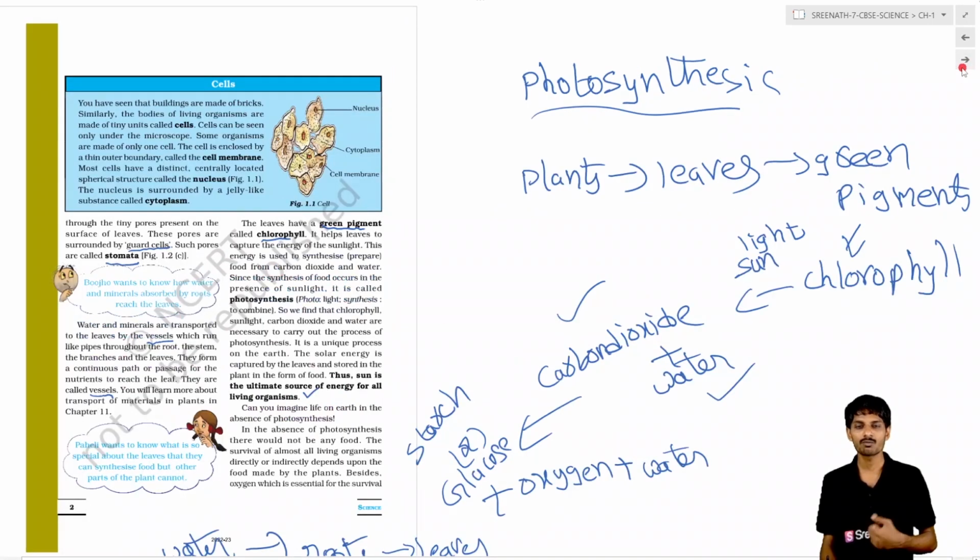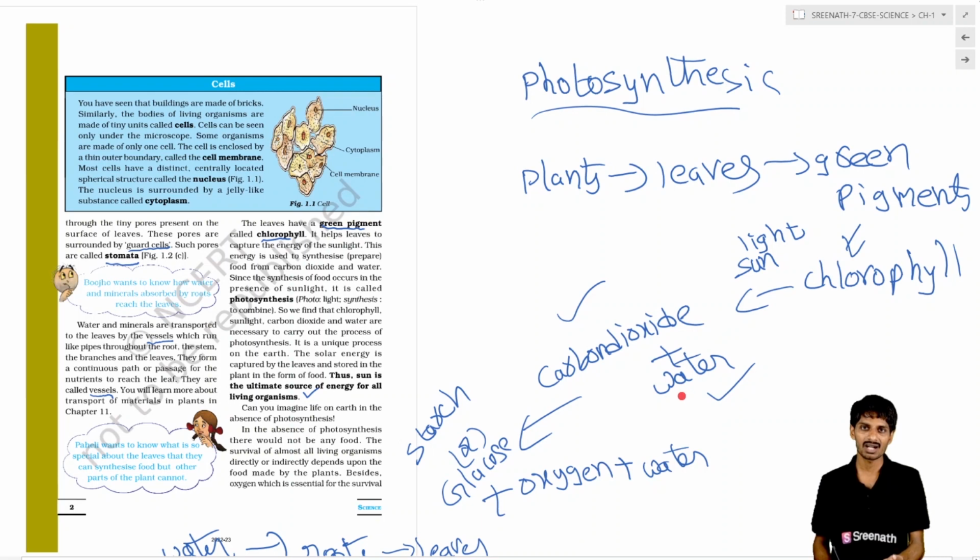How do plants make food? Basically, plants contain leaves with green pigments. Those green pigments are called chlorophyll. Chlorophyll captures the light energy and uses it to synthesize carbon dioxide and water, and finally it produces carbohydrates, or starch or glucose, whatever we call it, and it releases oxygen and water.